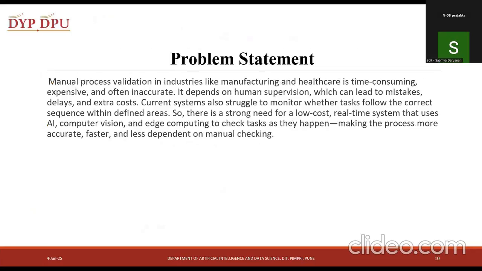Problem statement. The main problem we are solving is the manual validation of tasks, which is time consuming and error prone. Human oversight can miss steps or allow incorrect sequences, leading to quality and safety issues. So, we built a low cost AI based system that uses computer vision to track tasks in real time and ensure they follow the correct sequence within defined regions of interest.